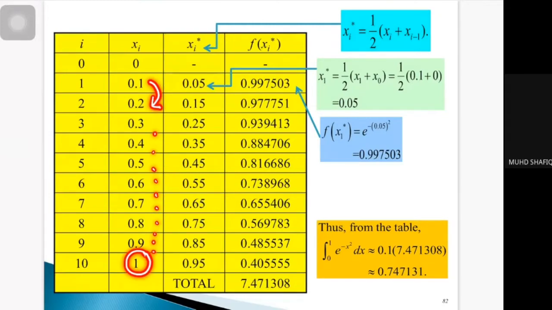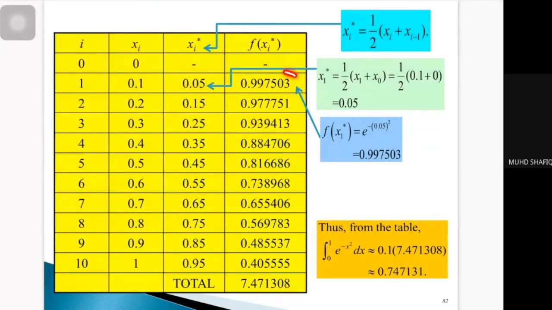And then this xi star is the midpoint. How did you get 0.05? Half times (x1 plus x0): 0 plus 0.1 divided by 2. So you will get 0.05. Similarly, for 0.15, 0.1 plus 0.2 divided by 2, so you will get 0.15.